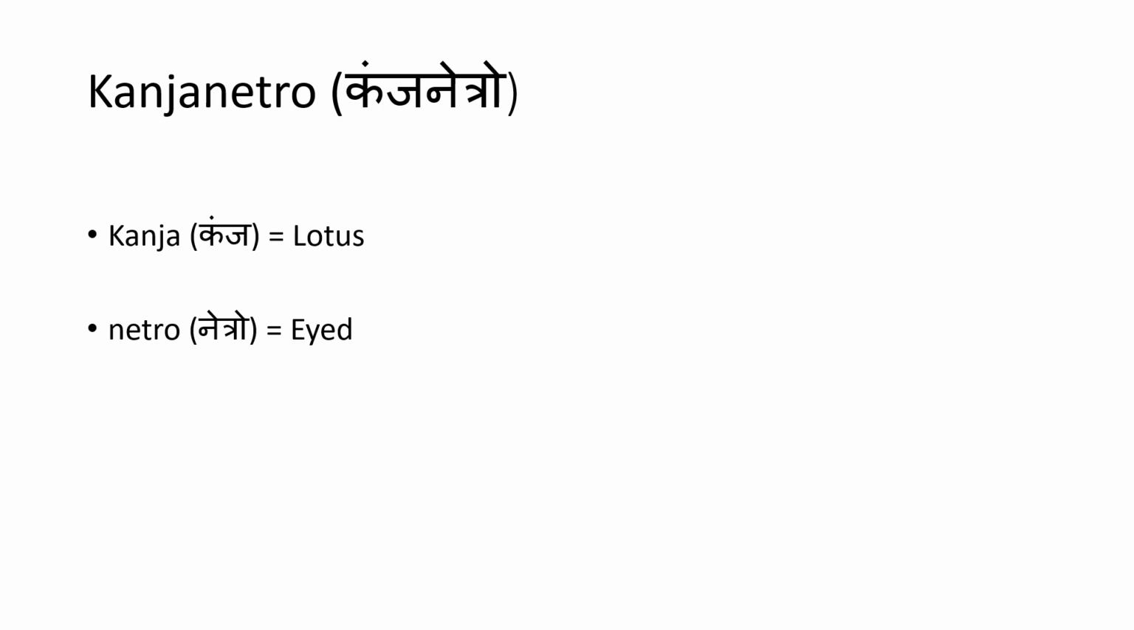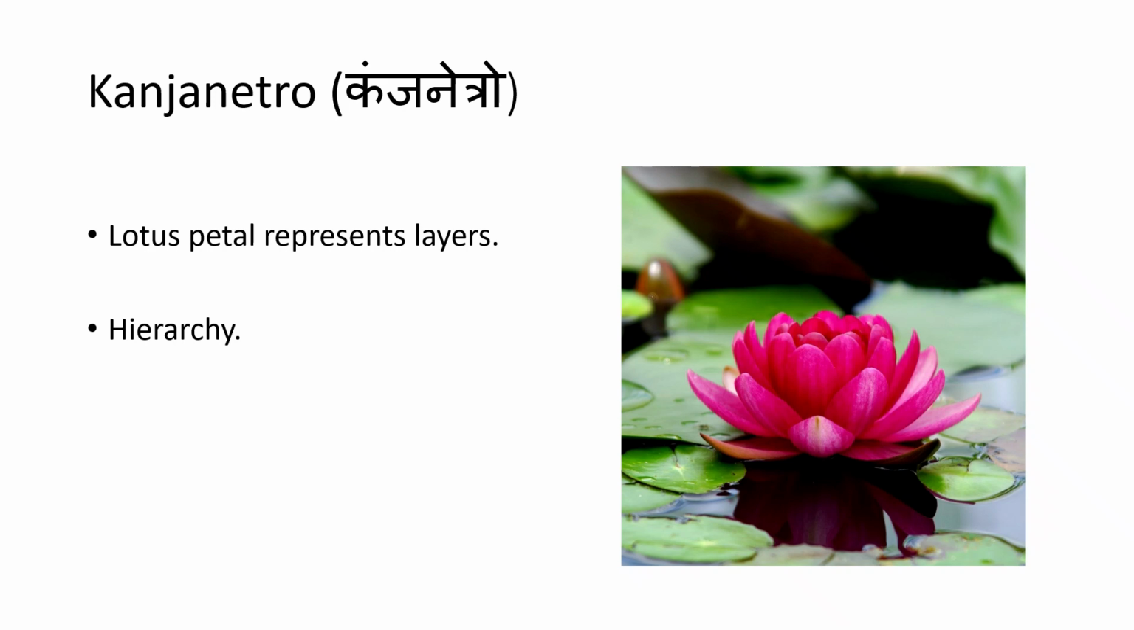Let us decompose the word kañja-netram. First word is kanj, which means lotus. Second word is netro, which means eyed. So kañja-netram means one who is lotus-eyed. Again, we should ask, what does it mean? Lotus symbolizes a lot of things in Hinduism. Lotus has layers of petals, with the outermost layer having the largest petals and the innermost the smallest. Layers of petals represent the hierarchy in a graph.